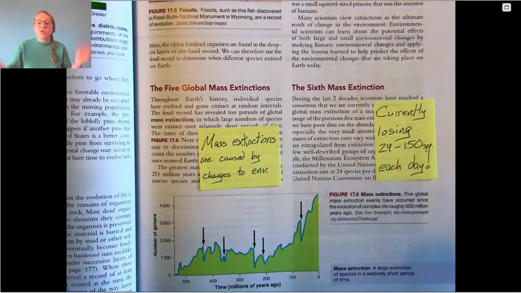Currently, because humans are humans and humans are sometimes pretty terrible, we are in the midst of the 6th mass extinction. So we are currently losing, estimates range between 24 and 150 species every single day. That's a lot. If we're losing that many species every day, it will be pretty quick. I'm going to make a really tacky analogy.